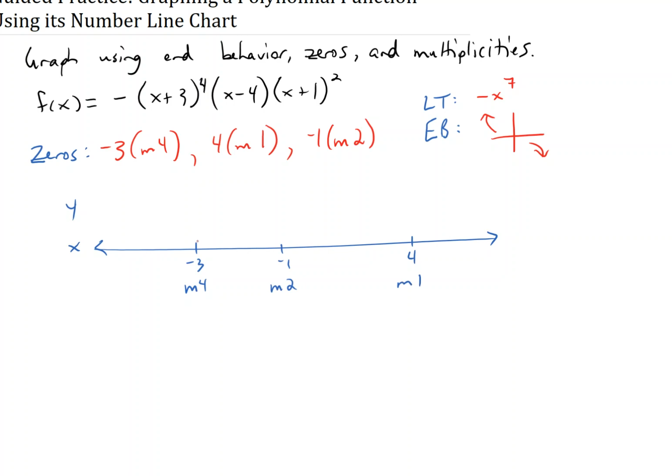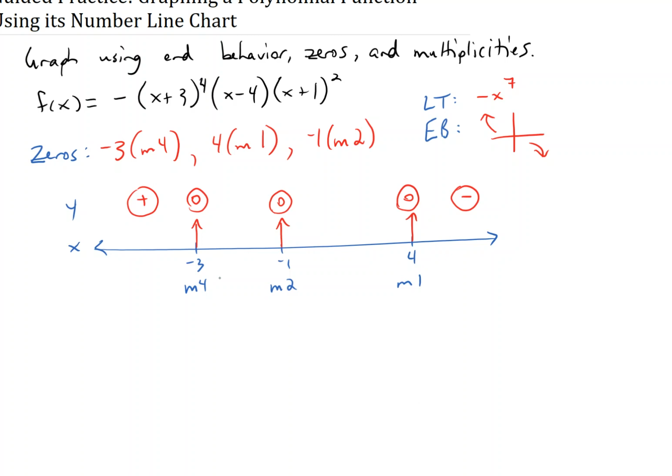We want to determine the y values at each of the zeros. So plug these x values into the function to calculate the y values. Come back and check your answers. You should get 0 for each of these y values. The next thing is use your end behavior to determine the y values on the ends of your number line chart. So pause your video and see if you can determine those. You should get plus on the left end and minus on the right end.